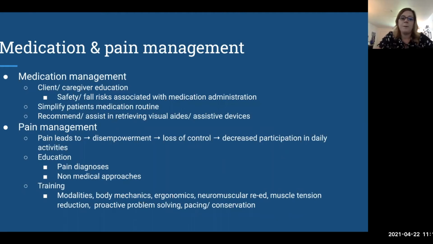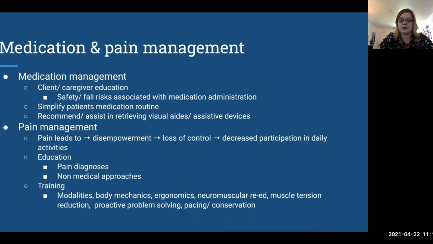So when addressing medication management, we can provide education to the client and the caregivers on the medication itself, the side effects, and the safety hazards. This is particularly for patients that are having medications that might increase drowsiness or their increased risk of falls. We can assist with simplification of the medication routine. And then we can recommend or assist in retrieving visual aids or assistive devices such as pill boxes to increase their adherence to their medication program.